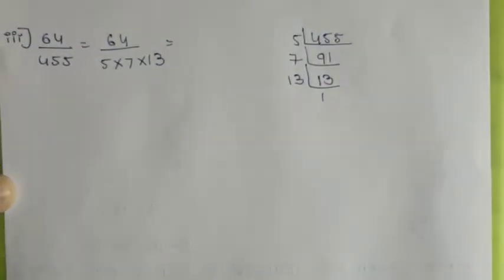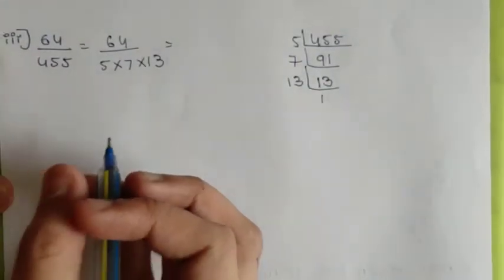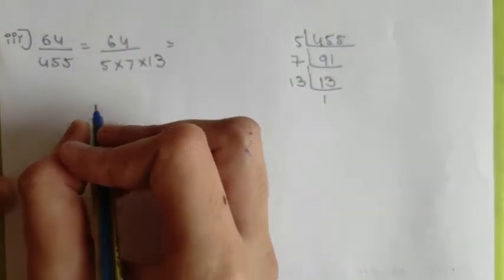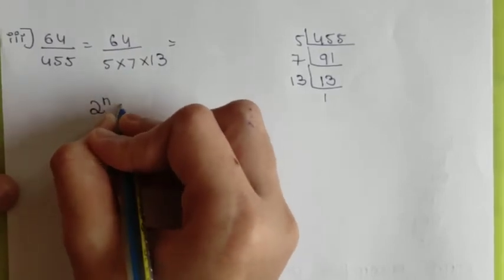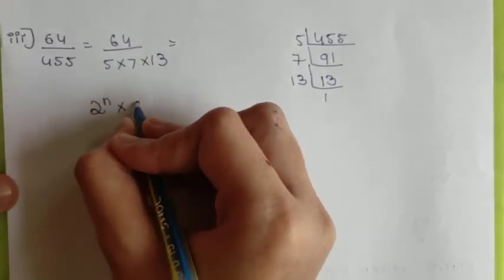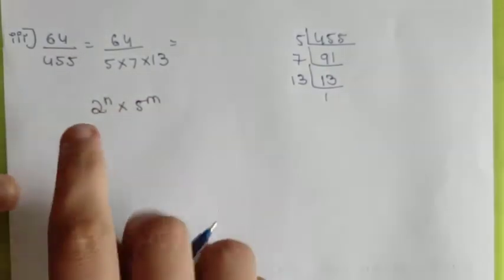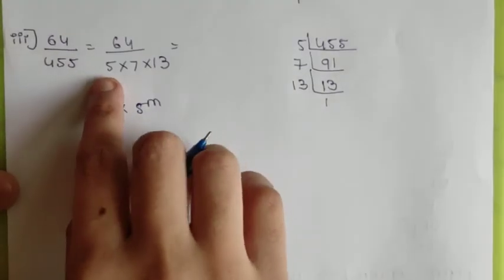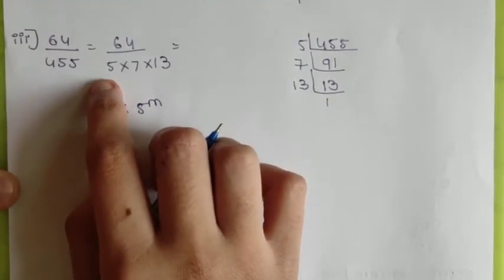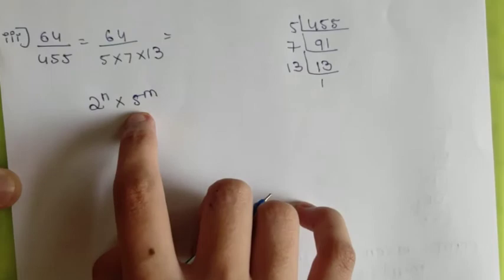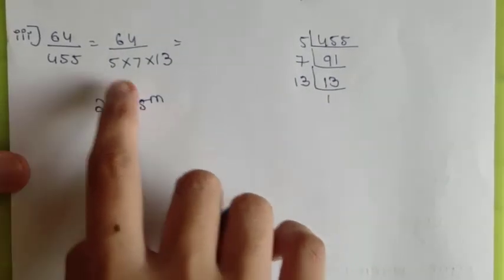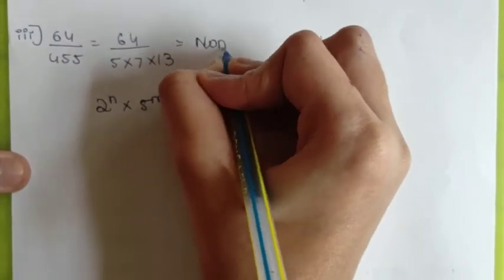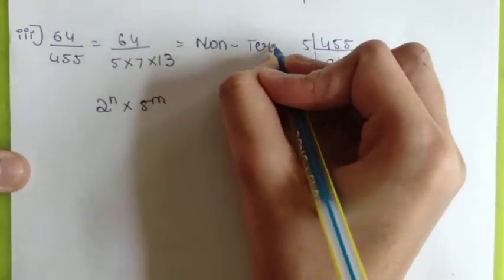Now in this question, to find whether this number is terminating or not, if it is terminating, it should be of the form 2 raised to n into 5 raised to m. But here in this question you can see that we have 5, but we also have 7 and 13, so it is not in this form. So this question is non-terminating.